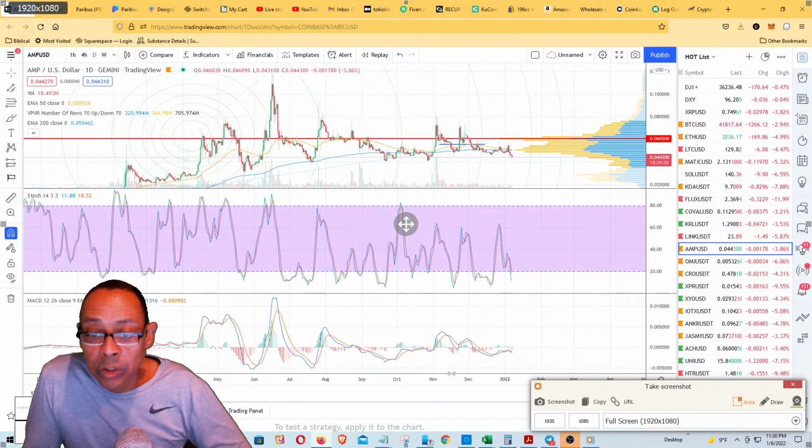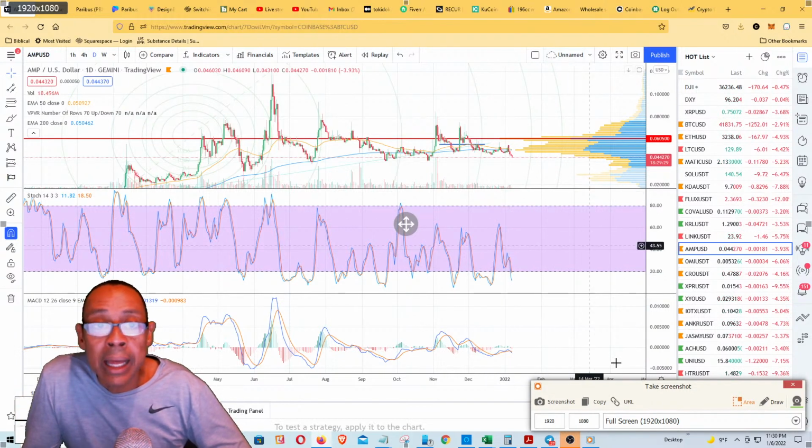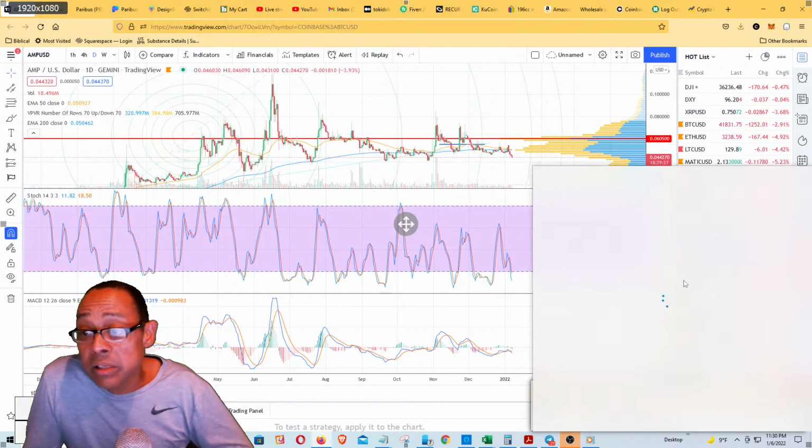AMP. Already in oversold. MACD is already underneath, negative bars on the histogram. So we could be ready to plow off. Whenever AMP breaks out, it's going to break out hard.